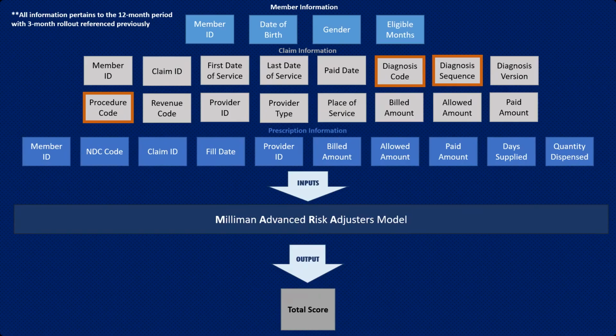Finally, I just want to point out at the top left that all input information pertains to the 12-month period prior to a 3-month rollout. And I want to point this out because I want to say that we are using the same time frame for the risk scores that we are using for the cost calculations.